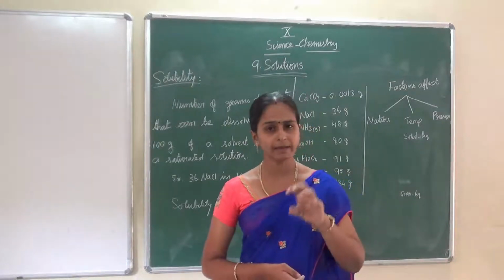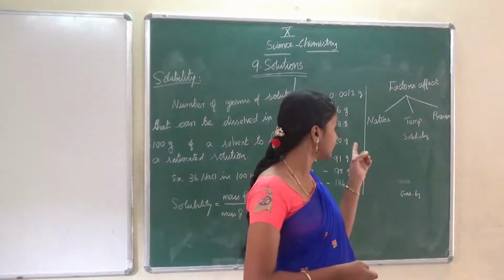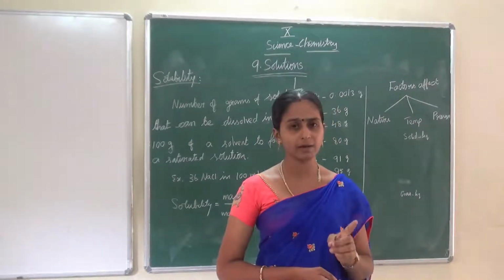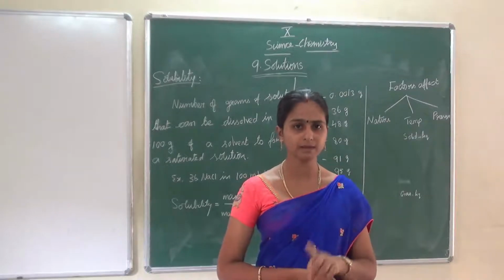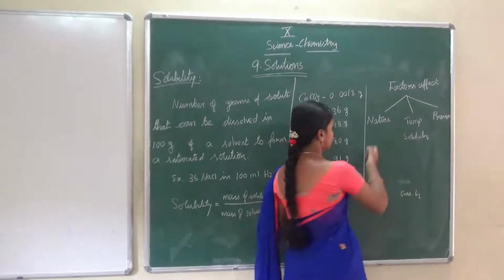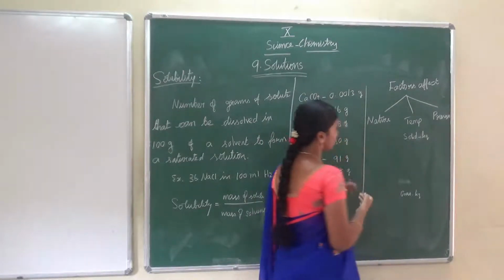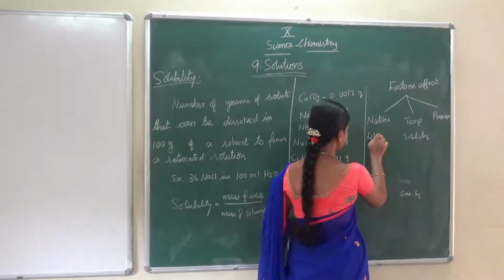Based on the nature of the solute and solvent, the solubility will be affected. So like dissolves like. Polar compounds dissolve in polar solvents. Based on the nature, the solubility will be affected. That is the first point: like dissolves like.